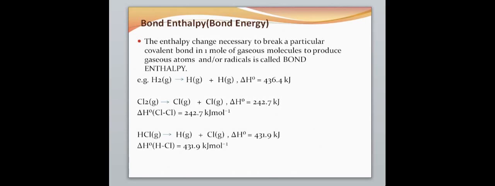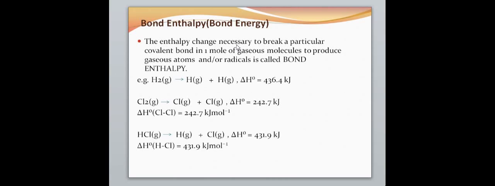Let's go to another interesting concept called bond enthalpy. If you remember in the chapter chemical bonding last year, we did come across this concept on bond enthalpy. It's basically the energy required to break a particular bond and not to form a particular bond. Remember, this energy is due to breaking of a particular bond.